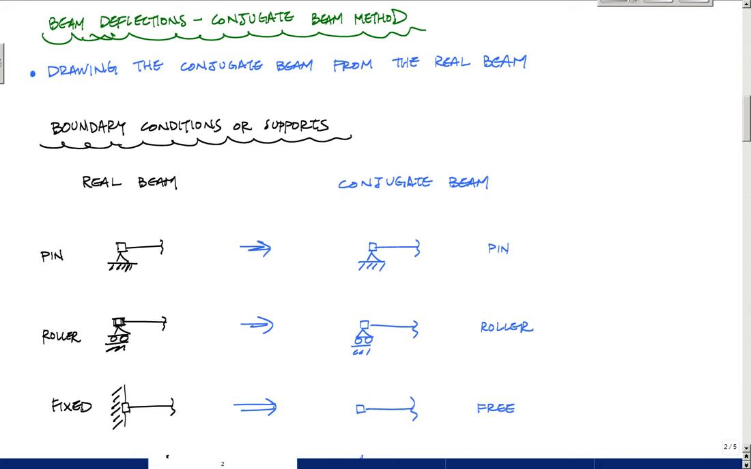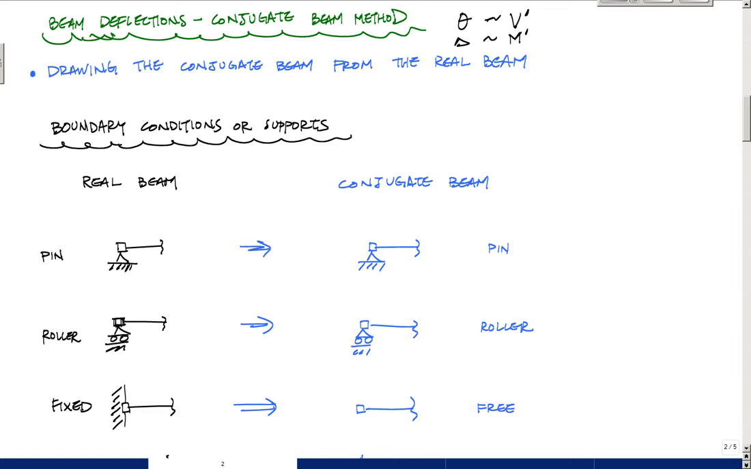We're gonna go back to our conjugate beam methods. If you can agree that in the conjugate beam method for structural analysis and beam deflections, the slope in the real beam is equal to the shear in the conjugate beam, and that the deflection in the real beam is equal to the moment in the conjugate beam, then really all that's left is statics and the hard part. And the hard part is drawing the conjugate beam.